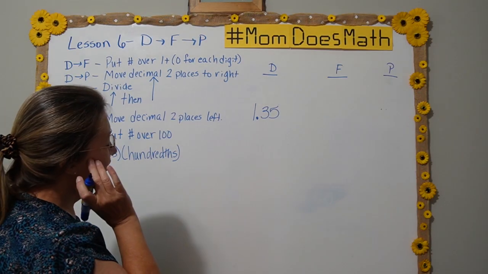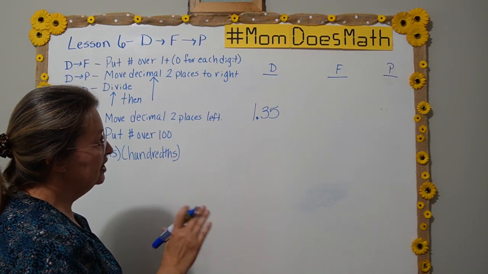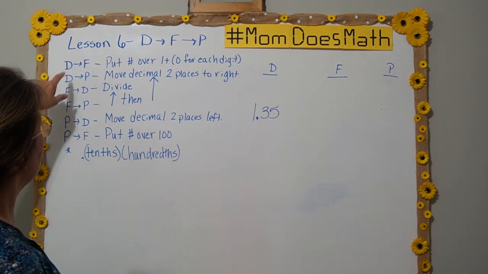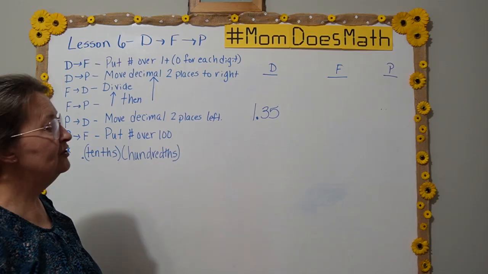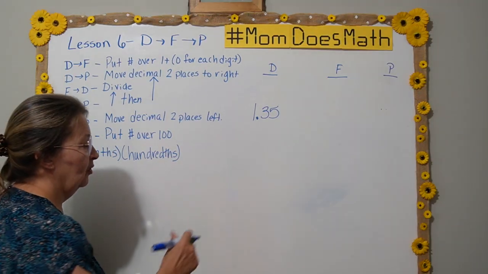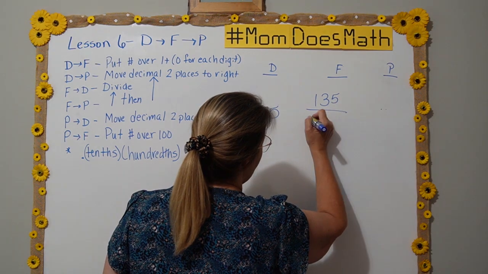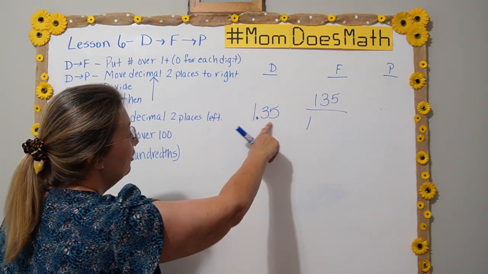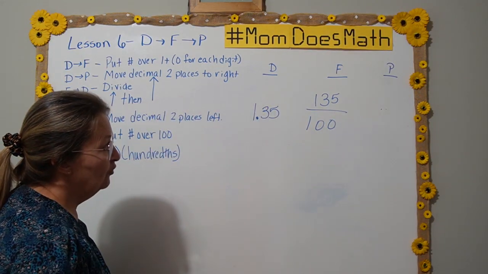Okay, in this next problem, we have the decimal 1.35, and we want to go to fraction and to percent. So how do you go from decimal to fraction? Well, you put the number over 1 and then a 0 for each number to the right of the decimal. So if I put 135 up here, how many zeros do I need? Well, there's 2 numbers to the right of the decimal. So I'm going to put that over 100.